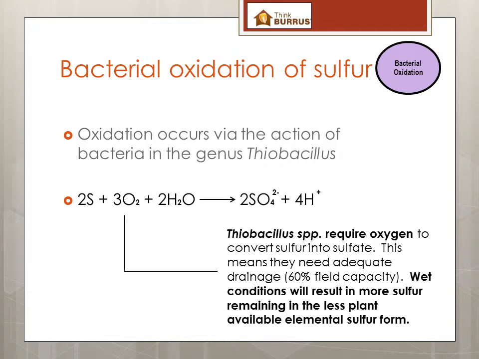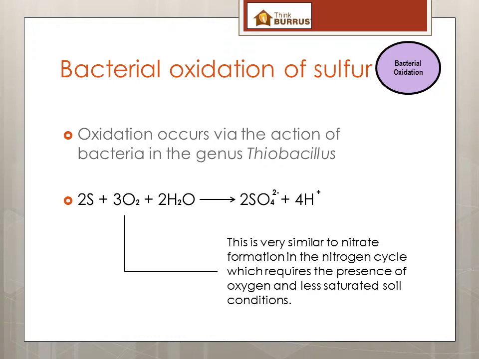You can see the chemical formula for that process right here, and I don't want you to get wrapped up in the chemical formula. What I want you to notice is for us to get sulfate, for these thiobacillus bacteria to be active, we're going to need a little bit of oxygen, and that means we can't have wet conditions. If we have super wet conditions, that's just not the right environment for these bacteria, and they will not do a good job at converting sulfur over to sulfate. They won't do a good job converting sulfur over into the plant available form.